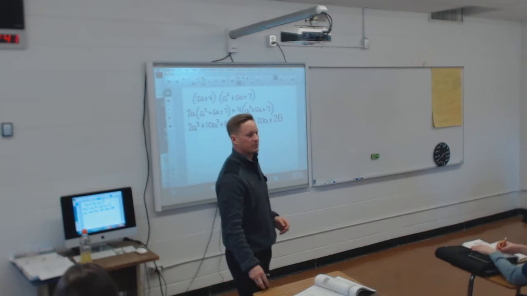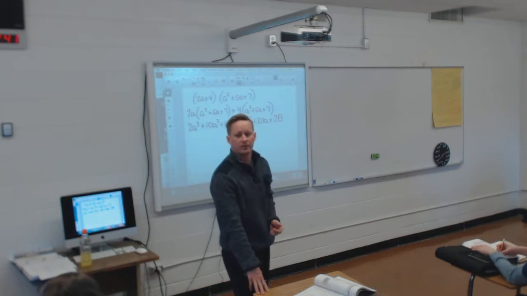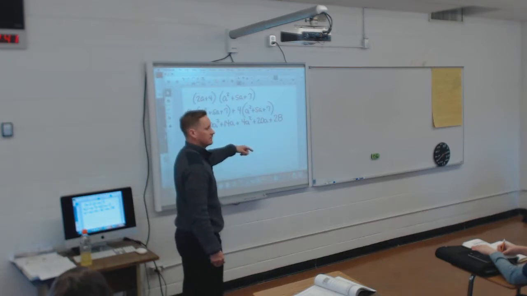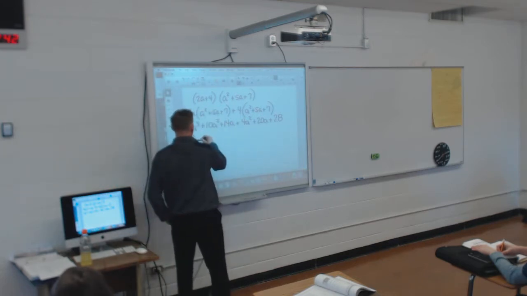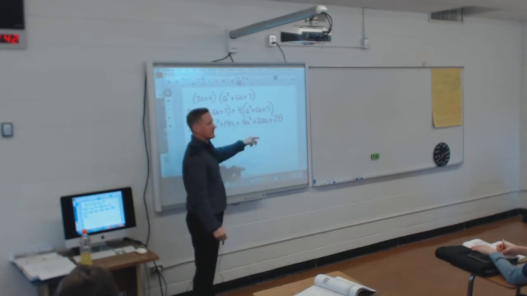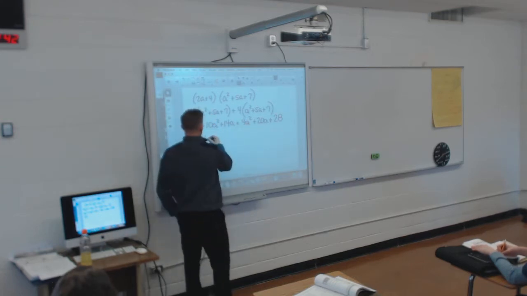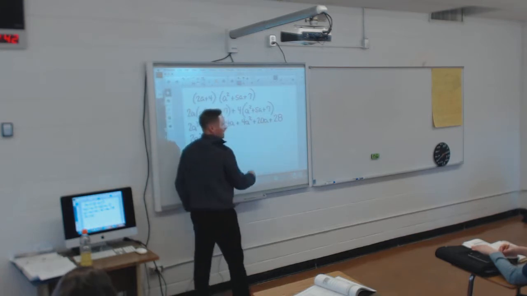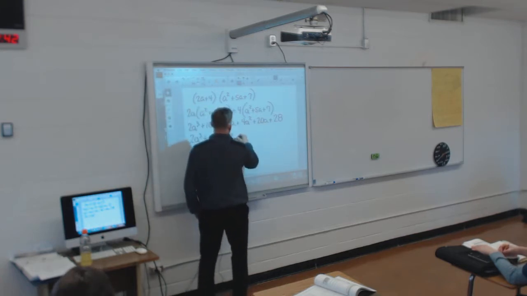Gather the like terms. Couldn't have said it any better. I have to gather the like terms. How many cubes do I have in there? Just one. So it stays as 2a cubed, right? Okay, 10a squared and 4a squared. What does that make? 14a squared. 14a and 20a make? 34a, and 28.